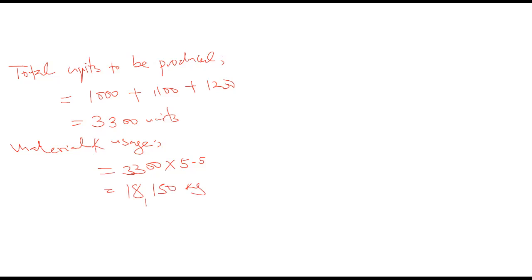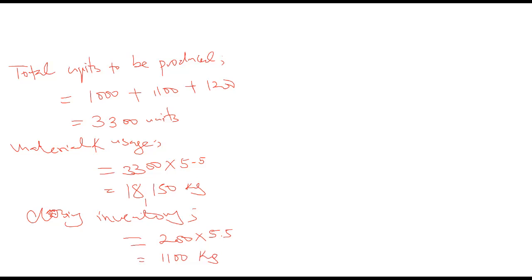We get 18,150 kg to be the material that will be used within those 3 months. Then the company has a proposal that by the end of those 3 months, we need to have a closing inventory equivalent to 200 units. Then we want to determine what's going to be the material used in producing this closing inventory. Therefore, 200 times 5.5 gives us 1,100 kgs of material that will form part of the closing inventory.